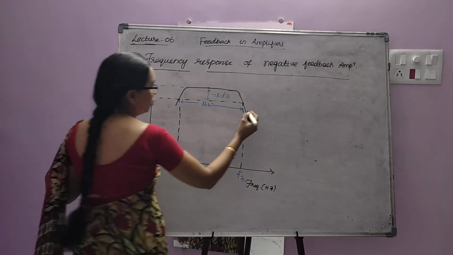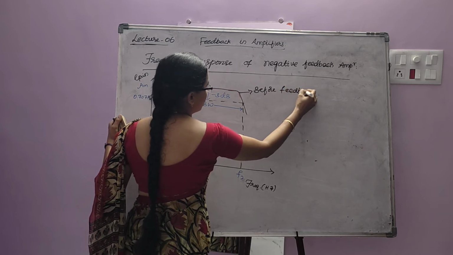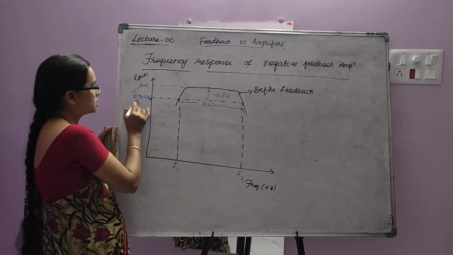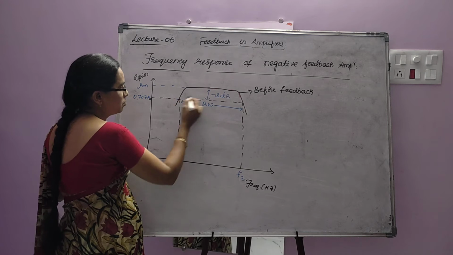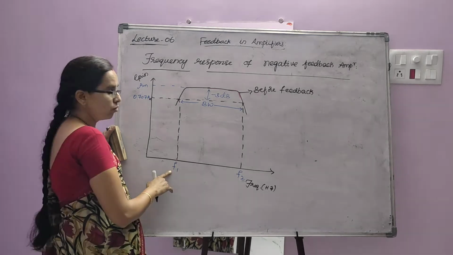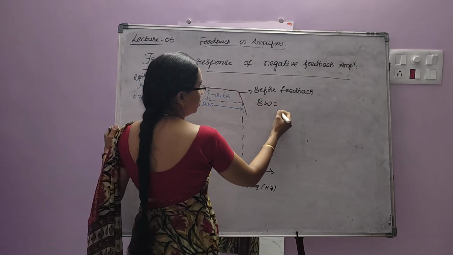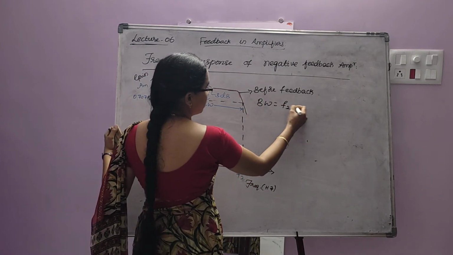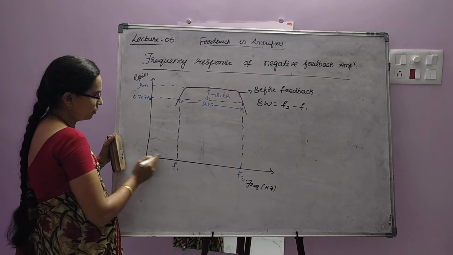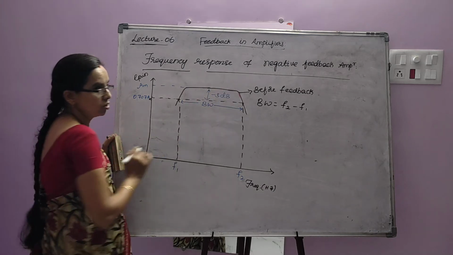Now what will the bandwidth be? This is before feedback. Before feedback, the gain is up to this, and 0.707 of Am will be here. That is the minus 3 dB frequency, and that line cuts the lower cutoff frequency at this point and the upper cutoff frequency at this point. So the bandwidth of the open loop amplifier is F2 minus F1. As the frequency increases, the gain increases, and at one frequency it becomes constant, right?